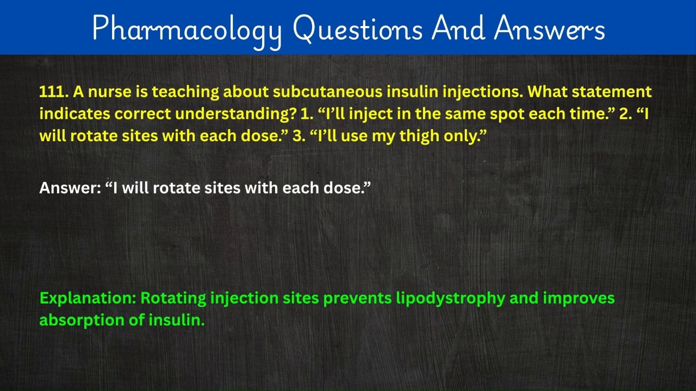111. A nurse is teaching about subcutaneous insulin injections. What statement indicates correct understanding? 1. I'll inject in the same spot each time. 2. I will rotate sites with each dose. 3. I'll use my thigh only. Answer: I will rotate sites with each dose. Explanation: rotating injection sites prevents lipodystrophy and improves absorption of insulin.